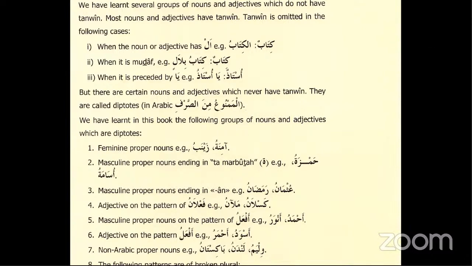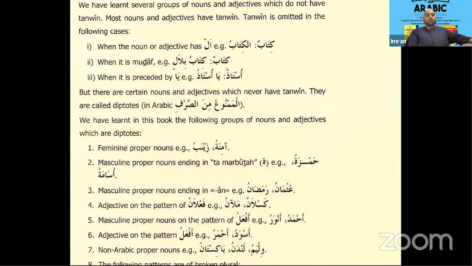al-mamnu' min as-sarf. Excellent. Trying to translate it, it is forbidden. I'm not sure what sarf is. Al-mamnu' means prohibited or forbidden. Min as-sarf, sarf means conjugation, meaning getting dhamma tanween, fatha tanween, or kasra tanween. It doesn't take the tanween at all. So that's why it's called mamnu' min as-sarf.